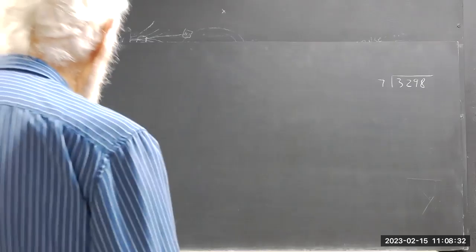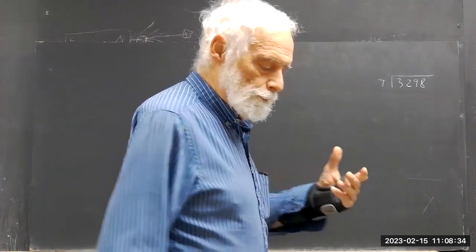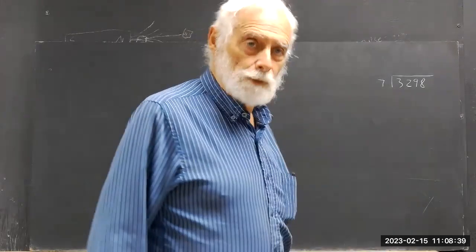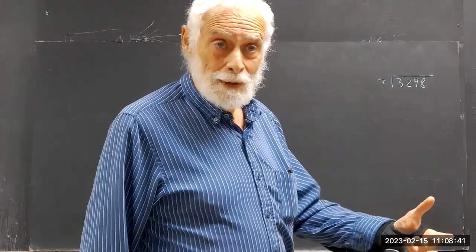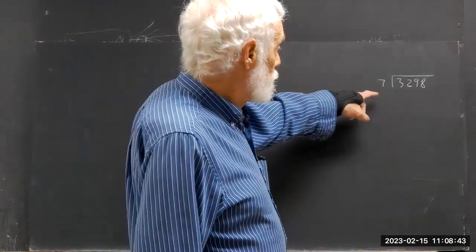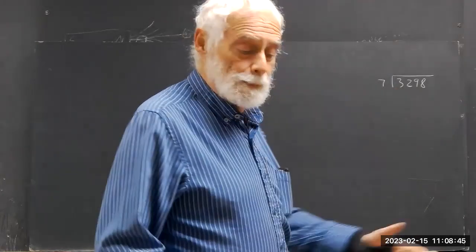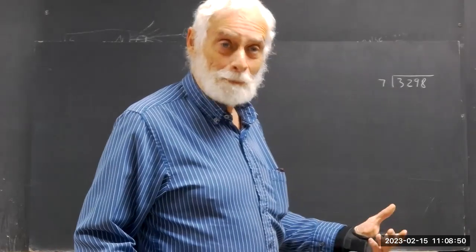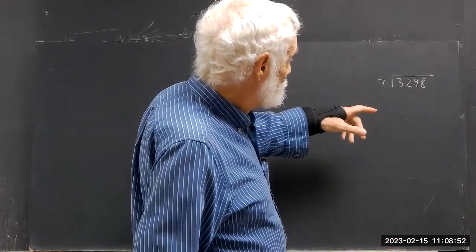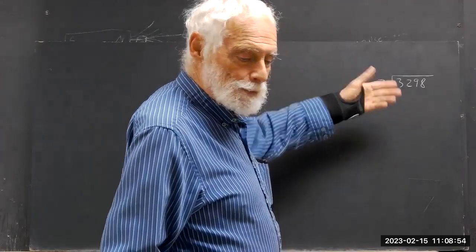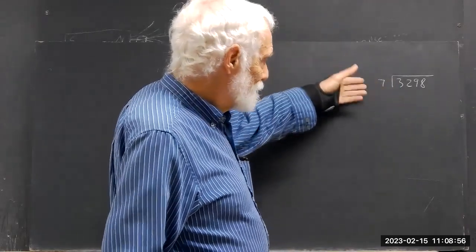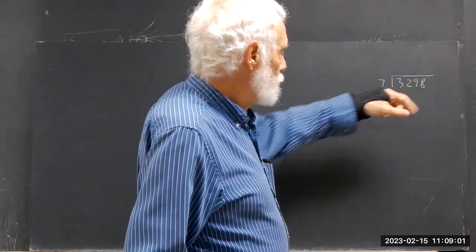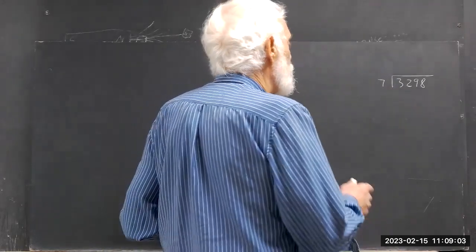Okay, we've got a question on long division of rational expressions. So we'll just start with the long division algorithm, which we know how to do. I've asked everybody to do this, and everybody appears to have gotten it right. Let's see if I can get it wrong. If you're watching this and haven't done it, it'd be prudent to do this. Okay, 7 into 3298.